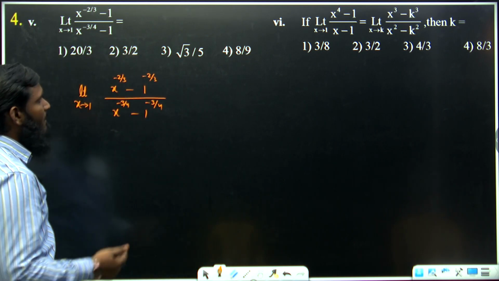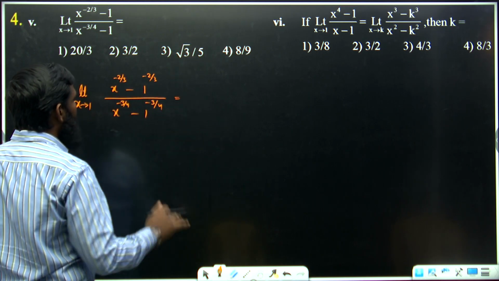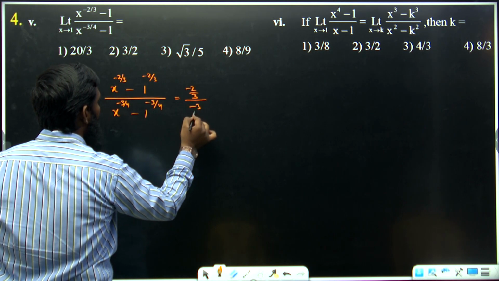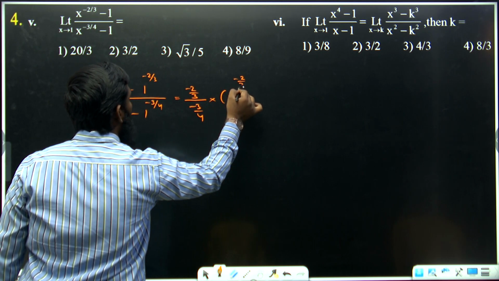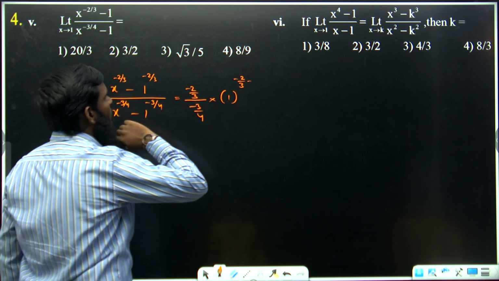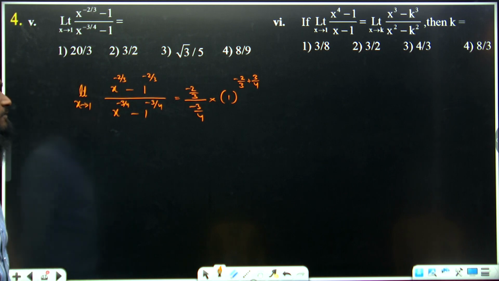Now if you are applying the formula, what are we having? m by n into a power m minus n. So what are we taking now? Minus 2 by 3 divided by minus 3 by 4 into 1 power, m minus n. What are we having? m minus n means minus 3 by 4, minus into minus is plus 3 by 4. Like this we have taken.